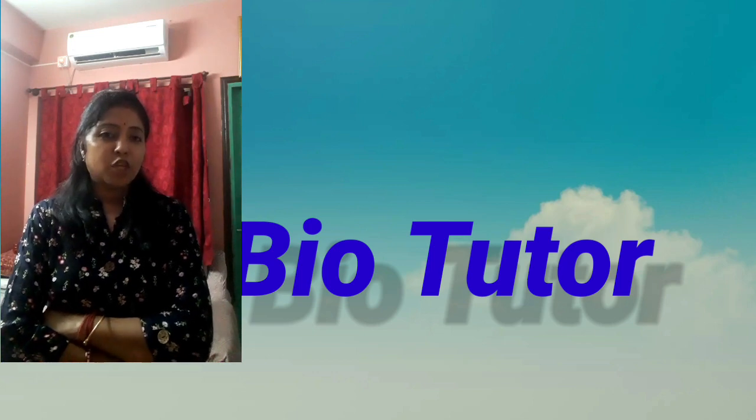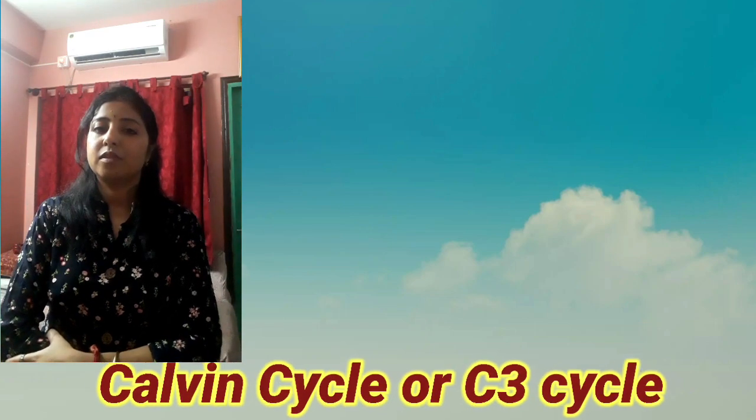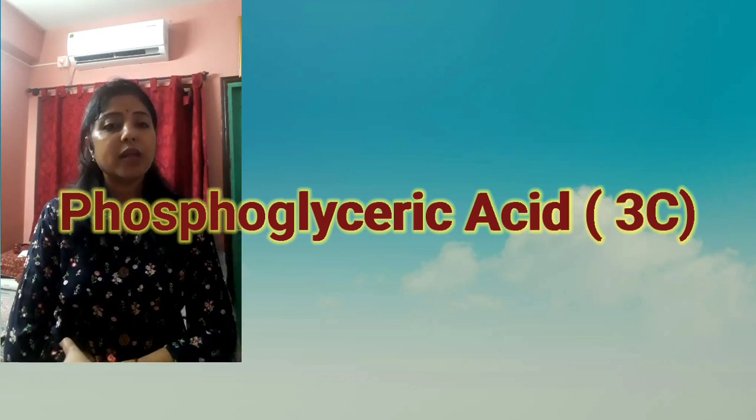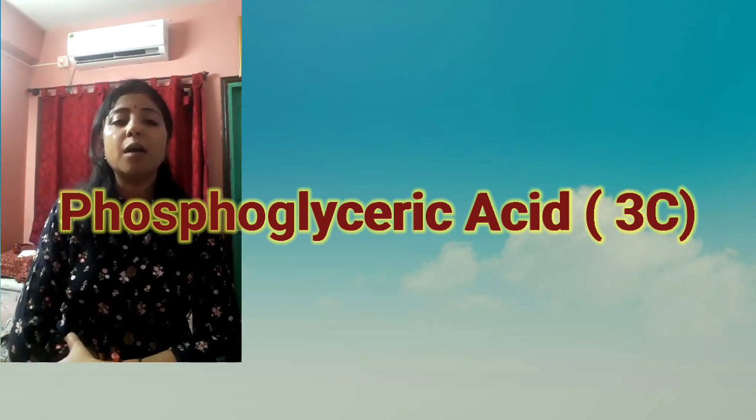How are you? Today I have come with an important topic, that is the C3 cycle, or the dark phase of photosynthesis, or the light independent phase of photosynthesis. Here the dark phase is also known as the Calvin cycle or C3 cycle. Why? Because here first of all one stable compound is produced, known as phosphoglyceric acid, where the number of carbon is 3. That's why it is known as the C3 cycle.